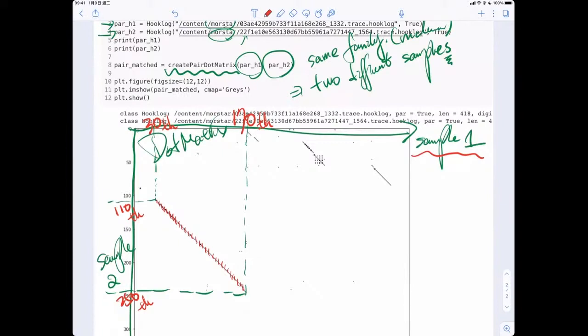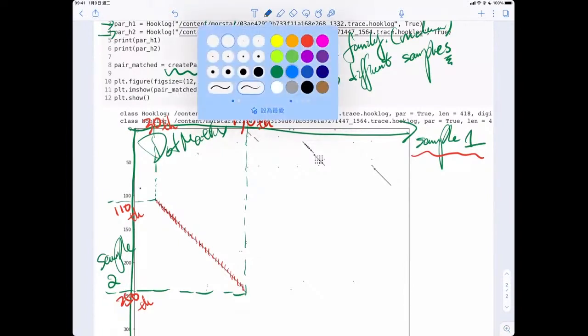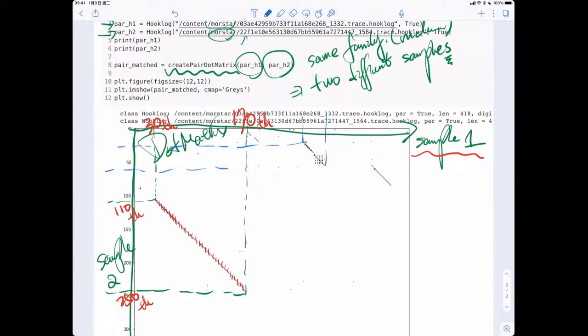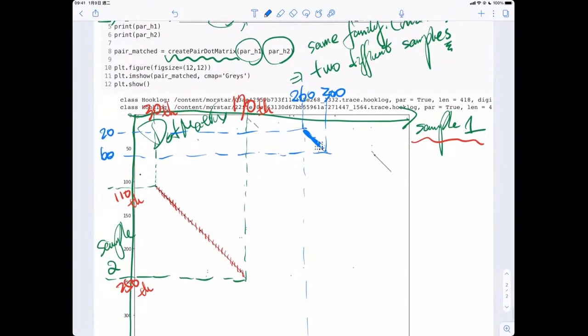Okay, so next you can see that there's another subsequence, which I use blue color, right here. This blue pattern is around maybe 20 to 60. There's a subsequence right here. You can find the pattern from the dot matrix, and you can see that this subsequence occurs in sample 1 from 260 to 300, and in sample 2 it occurs from 20 to 60. So we can see that the blue sequence and the red sequence are not in order.